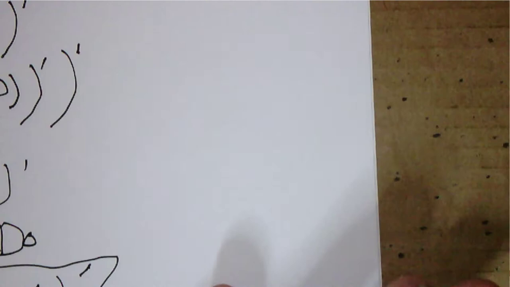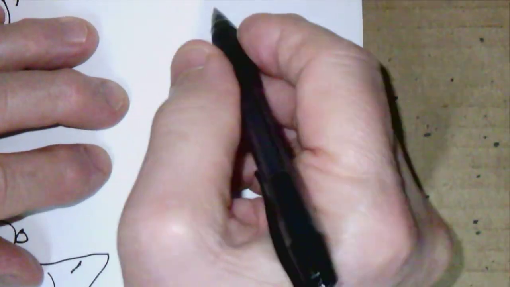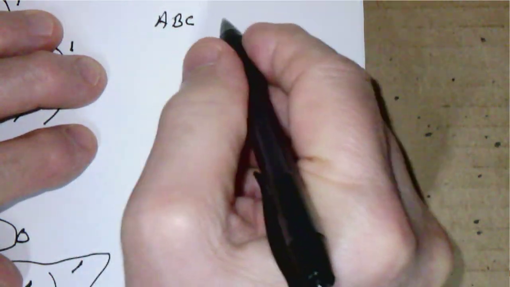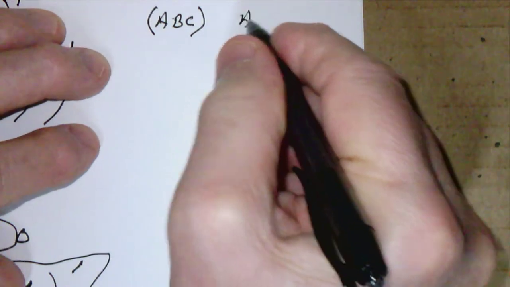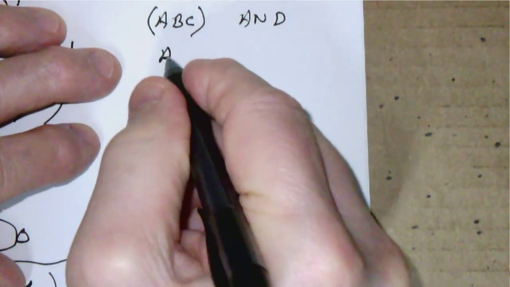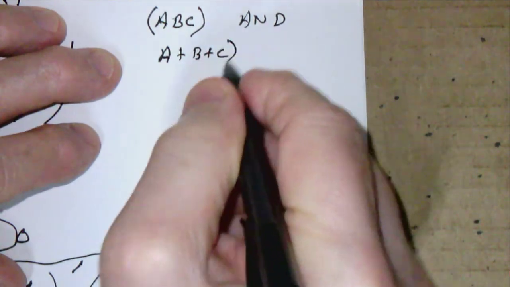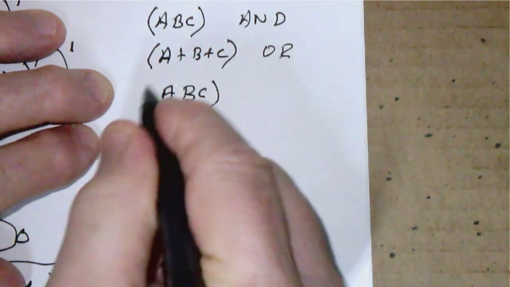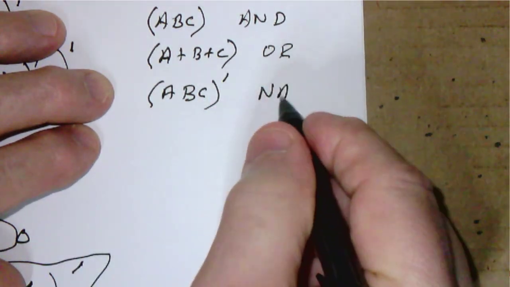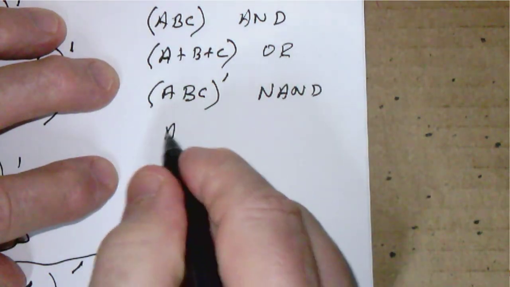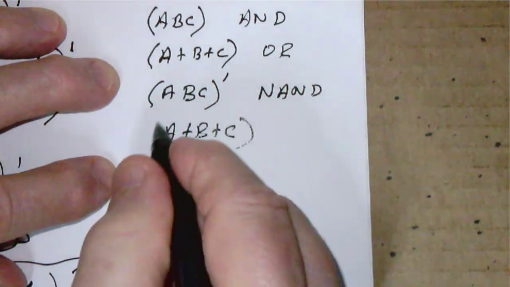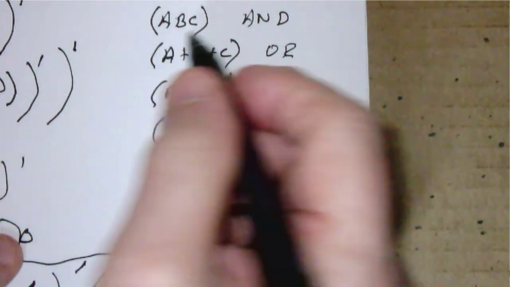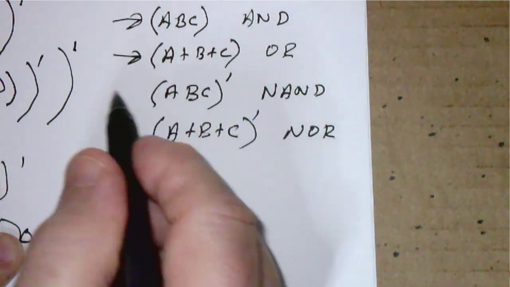Now that we've worked through the first one, let me just comment on this. First off, you need to realize that if we have ABC, so we take this, that's an AND gate. If we have A plus B plus C, that's an OR gate. If we have ABC quantity inverted, that's a NAND. And if we have A plus B plus C inverted, that's a NOR. So these are the figures you have to be able to recognize in your head.